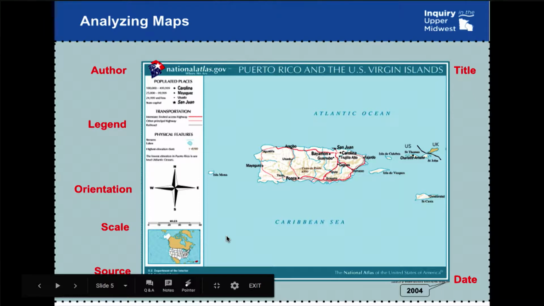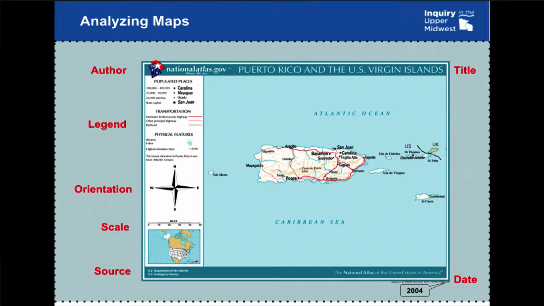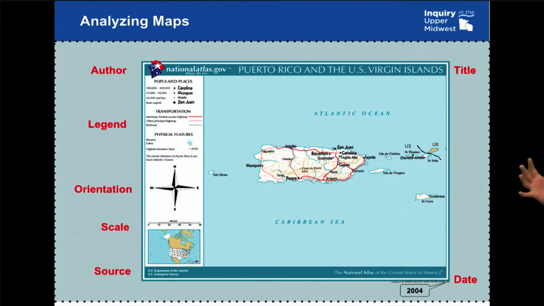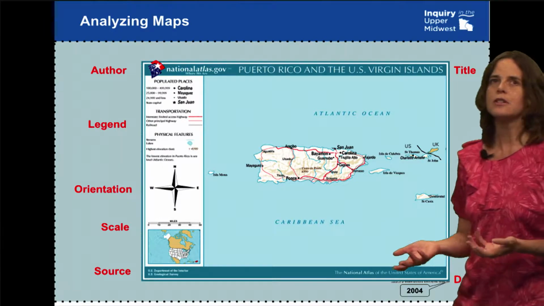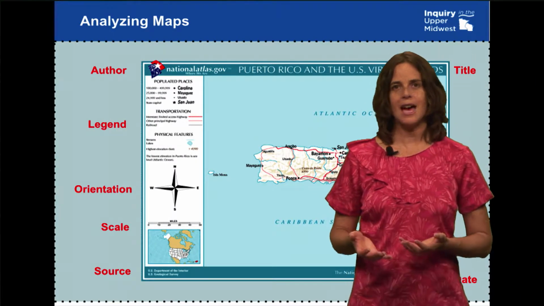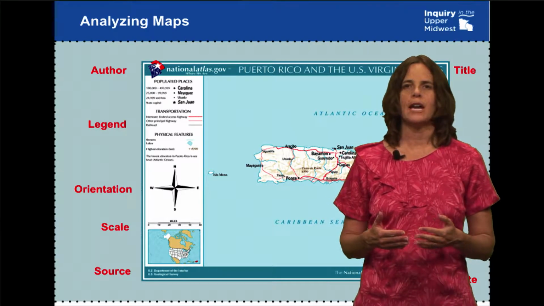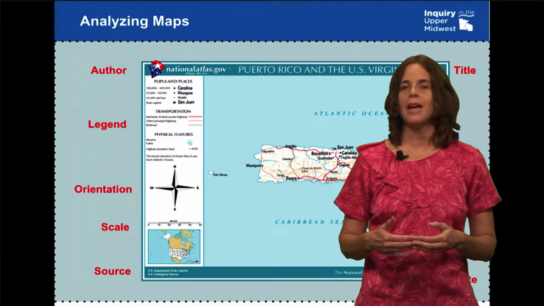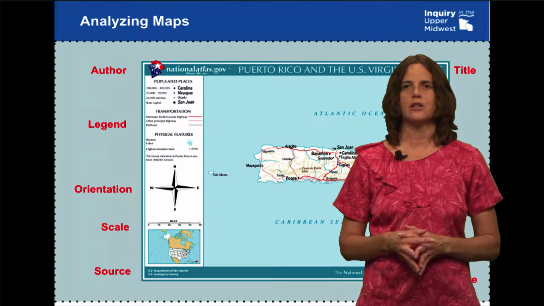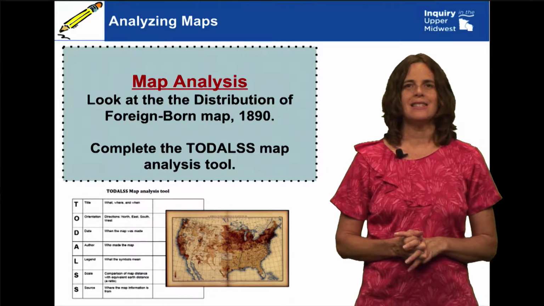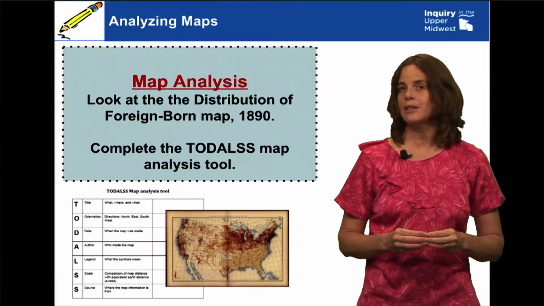This particular map, the data was from the U.S. Department of the Interior and the U.S. Geological Survey. These two government agencies collect an enormous amount of data. Then authors, such as the National Atlas, will take that data and create a map. So always have your students find the source of where the data comes from and then who took that data to create the map.